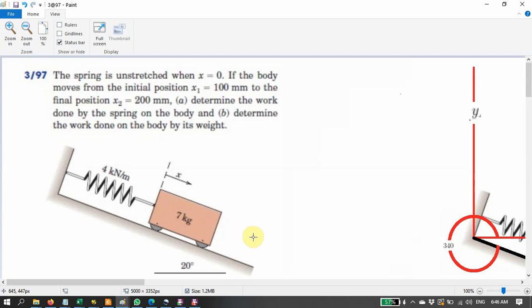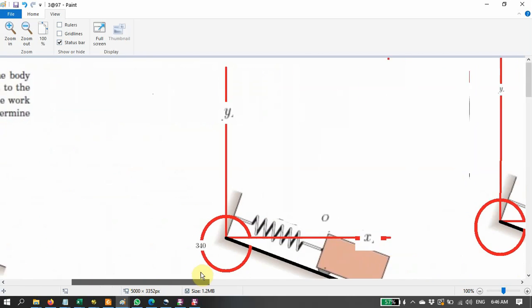So the first problem that we have to solve here is to determine the work done by the spring on the body. And the second problem that we need to solve is to determine the work done on the body by its weight. So we have a chute with a 20-degree inclination angle from the horizontal line.